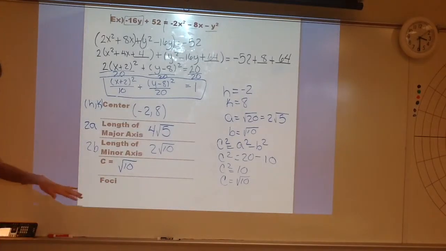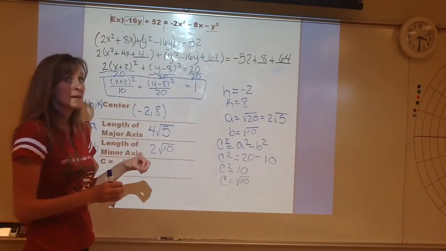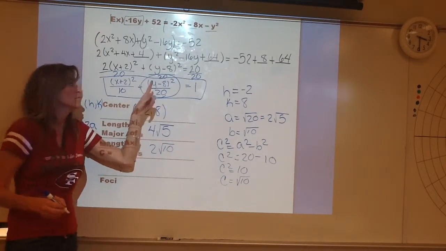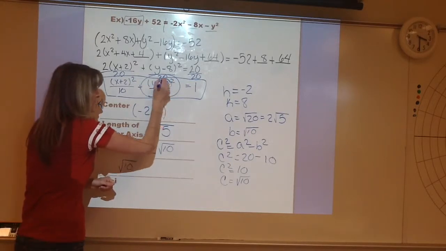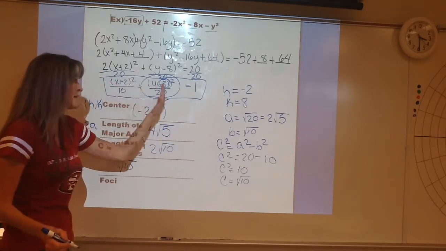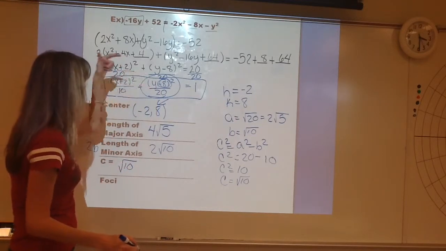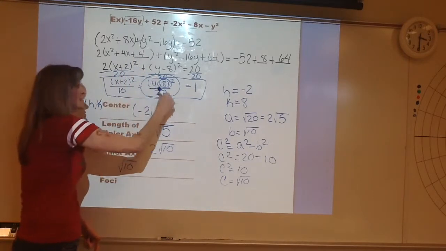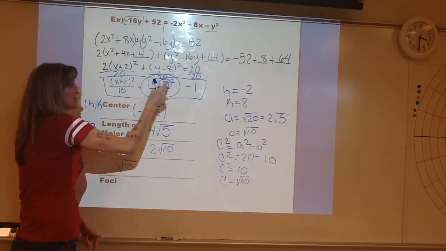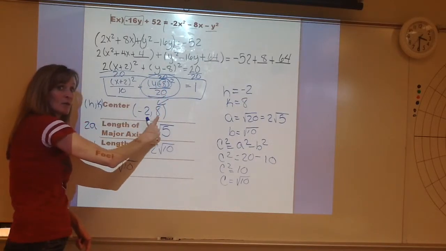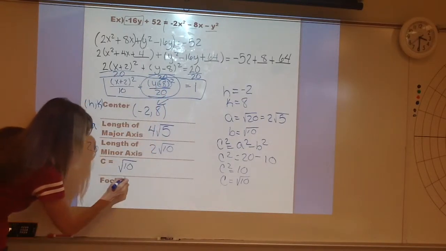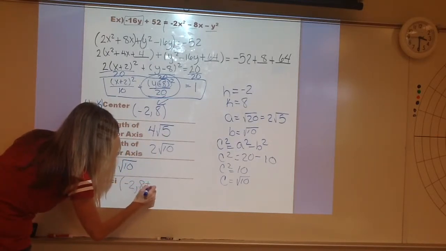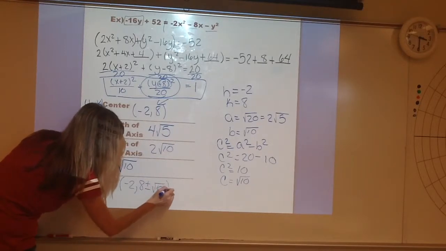Okay, all right, so my foci, remember, are on my major axis. Where's my major axis? My major axis is with the y, with the k. It's affecting my k because that's where my major axis is. So I'm going to add and subtract C from my k. And why did I choose k? Because that is where my major axis is, with my y, and this is my y value of the center. So my foci are going to be -2, and then 8 plus and minus the square root of 10.